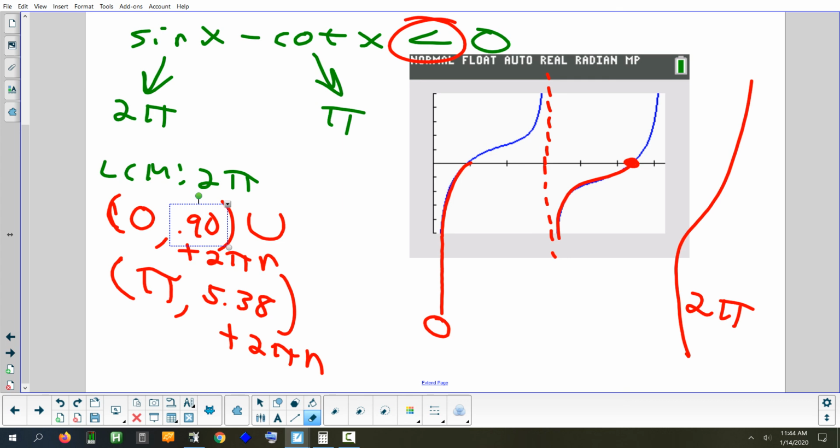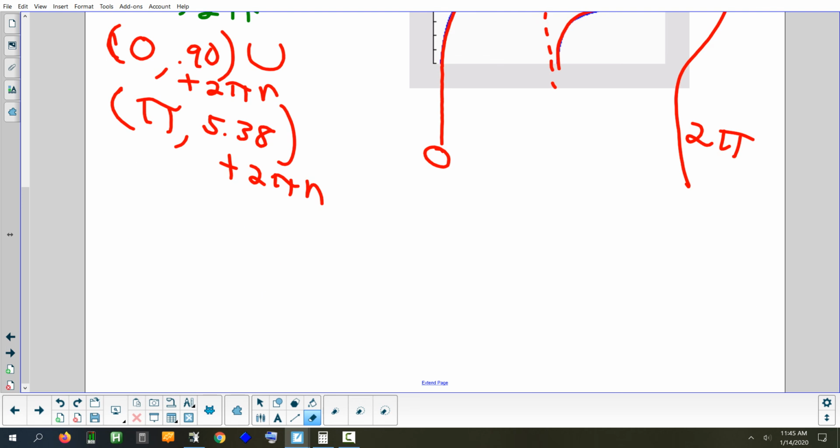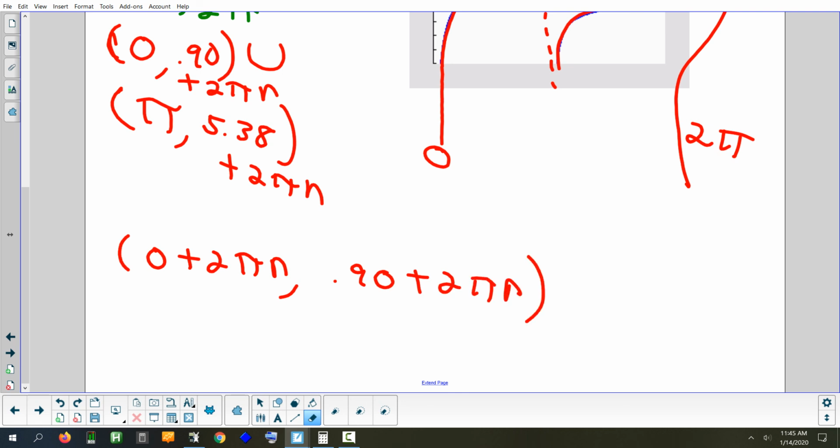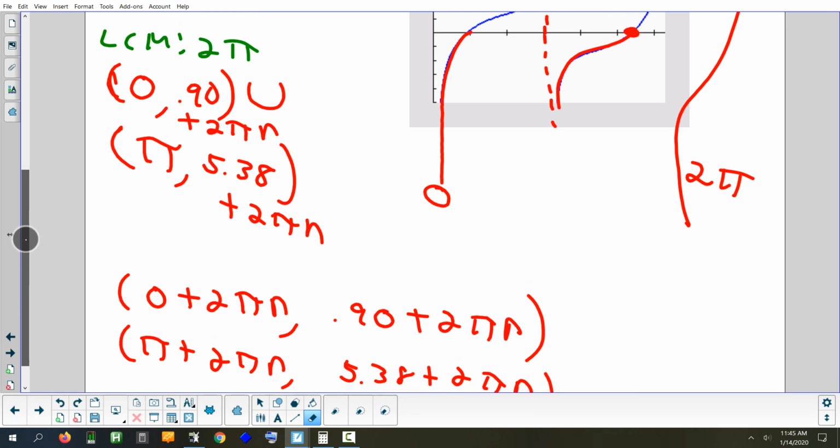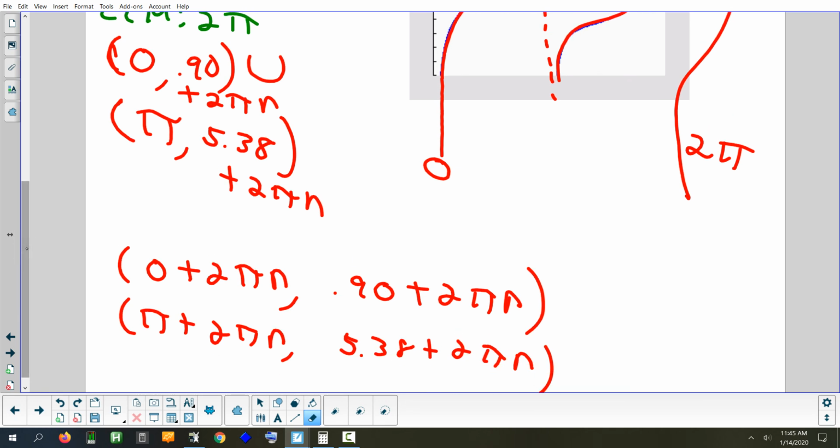So should you write it after you close the parentheses? Yeah, you can put it right there. That's fine. If you want to be really technical about it, you could write it like this: 0 plus 2 pi n, comma 0.90 plus 2 pi n. That's the real technical way to write it. Pi plus 2 pi n, 5.38 plus 2 pi n. If you write it like I had up above, I understand what you're saying, but that's technically the right way. So on our test, I would say accept either one. Questions on that?